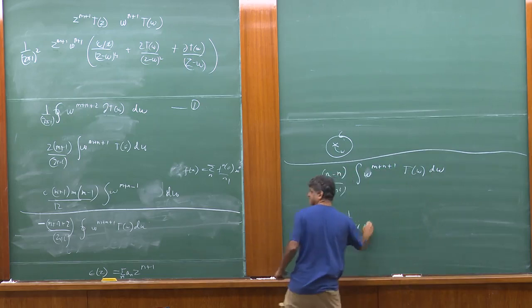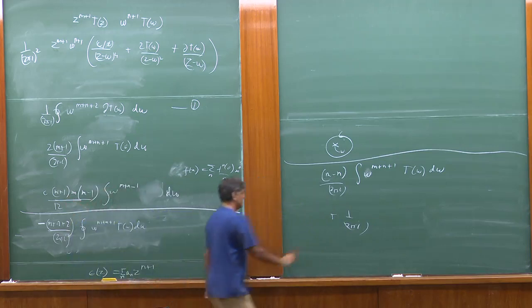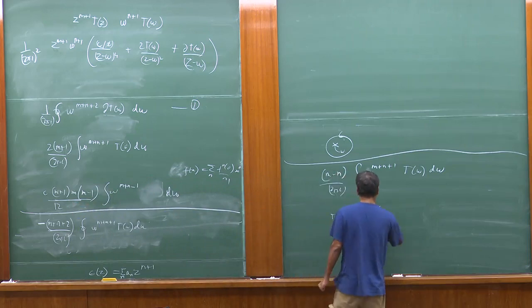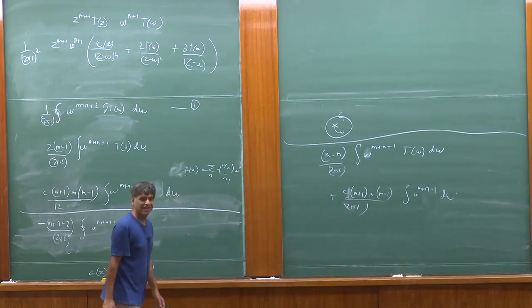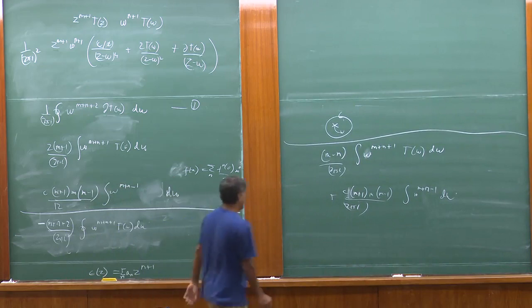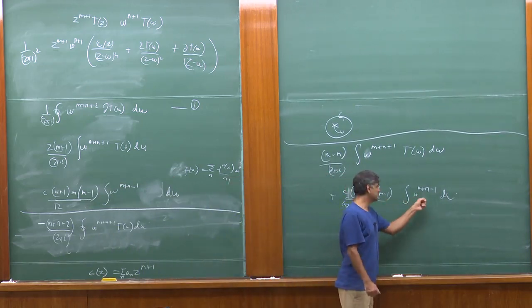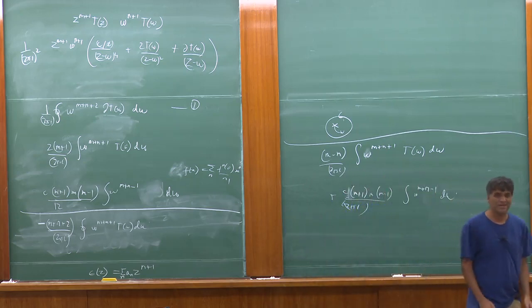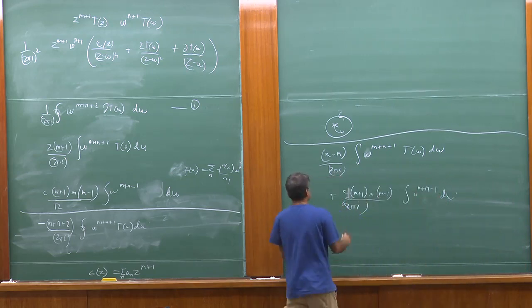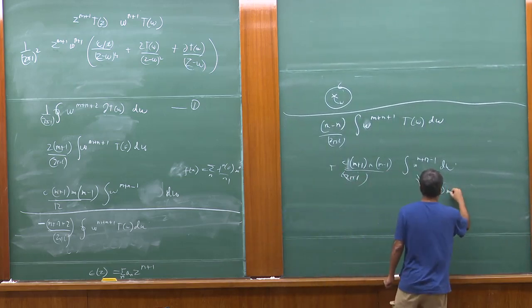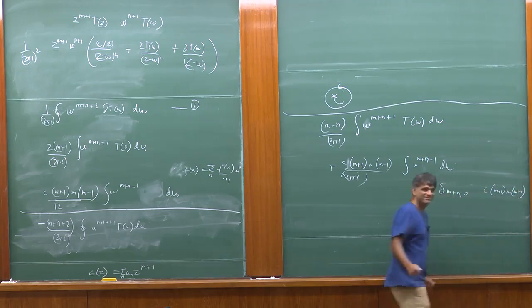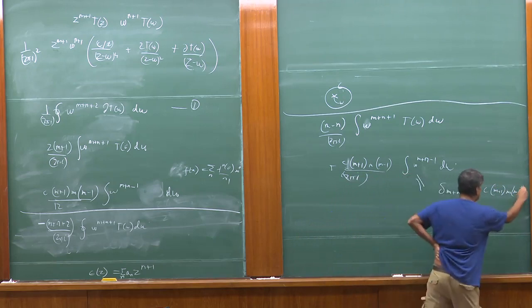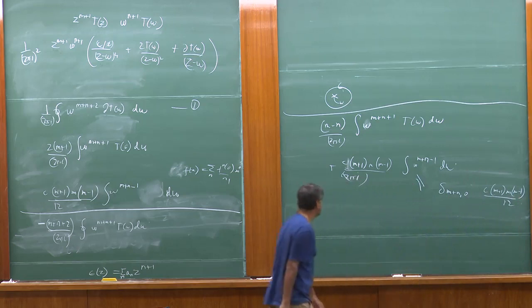plus 1 over 2 pi i, c into m plus 1 into m minus 1 times the integral of omega to the power m plus n minus 1 d omega. Okay, now what remains is to do these integrals. This integral is very easy to do because it's 0 unless m plus n is equal to 0, and then it cancels the 1 over 2 pi i to give us 1. So this is equal to delta m plus n, 0 into c into m plus 1 into m minus 1 by 12. And what about this guy?